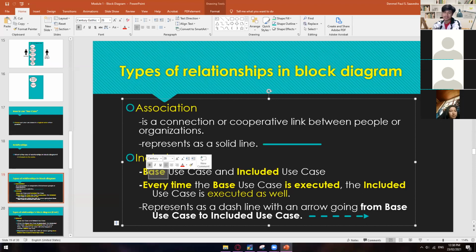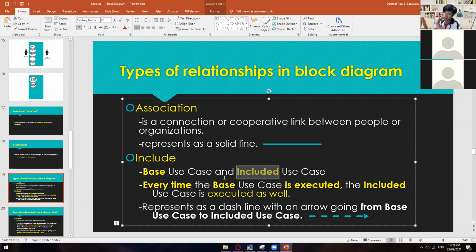So the base is the from, okay, kung saan man gagaling, and then the included is the one where it will go. So when we say include, if this function or if this action were executed, may kasama pa siya. Okay? Like it's mandatory that this included use case will be executed as well. Okay, so that is why, as you guys can see right here, every time the base use case is executed, the included use case is executed as well. So it's being represented by this one.